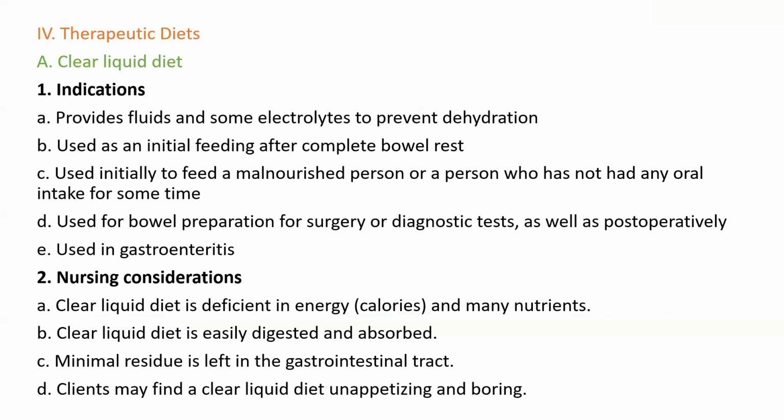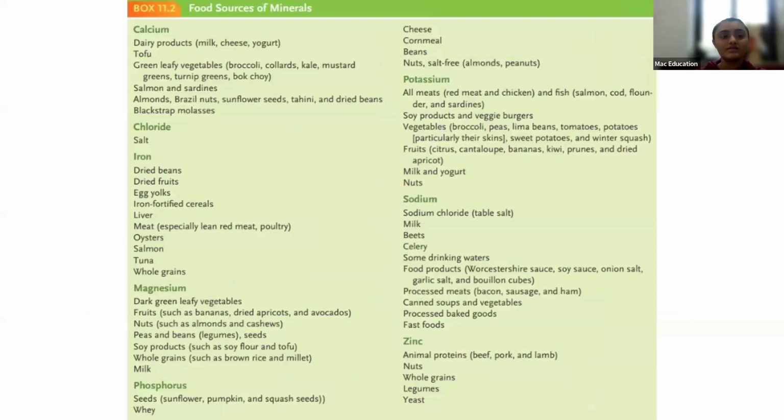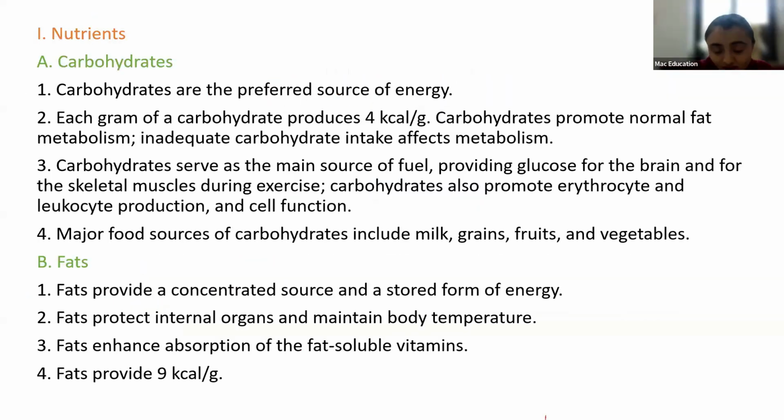Yes, ma'am. Okay, so therapeutic diets we will see tomorrow. Let's do a quick revision of today's class. Today we started the new chapter, nutrition. We have studied all the macronutrients and micronutrients. First we studied carbohydrate. Carbohydrate is the preferred source of energy, or the first source of energy of the body.